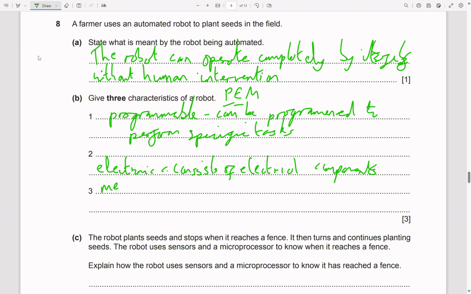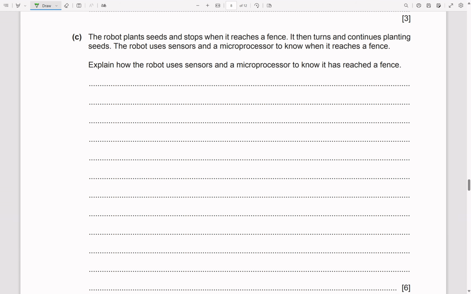And M is going to be mechanical. When we say mechanical, this also means that it can move, so you can write it like this: mechanical, and it can move. However, I notice in some mark schemes they don't mention movement specifically. They just mention programmable, electronic, and mechanical. So mechanical can be like an actuator or a movable arm or something like that, and you can explain that if you wanted.